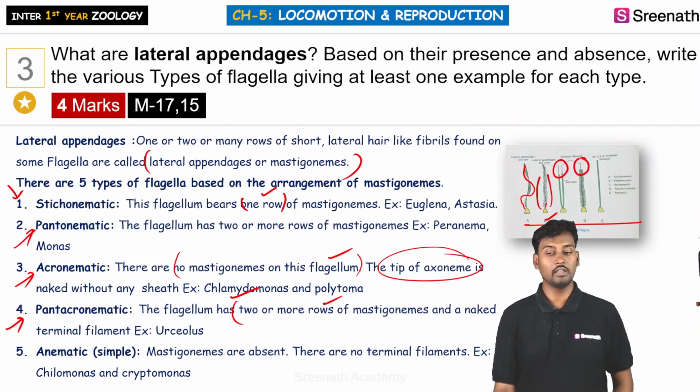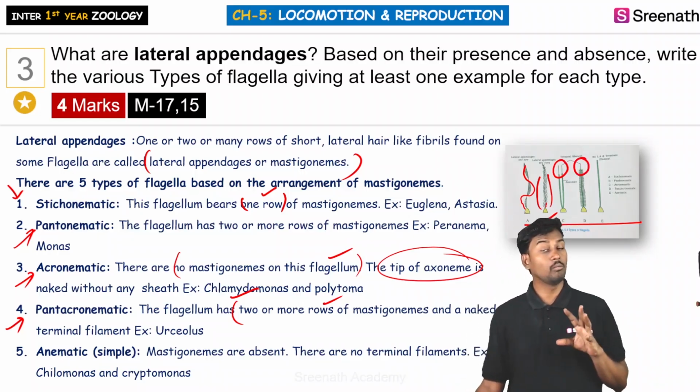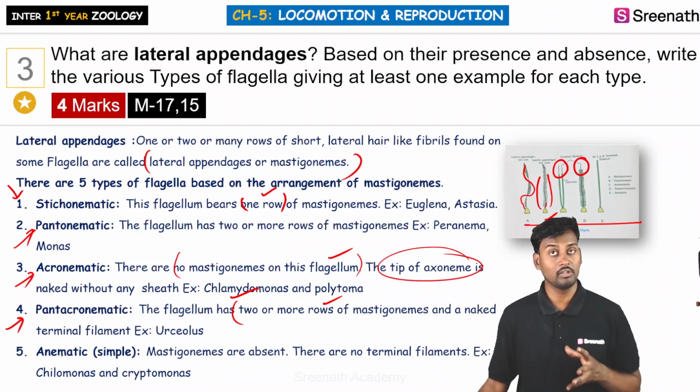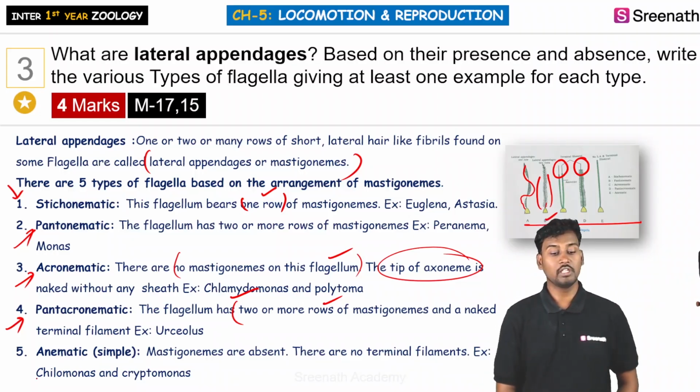Here, in the next one, there are generally 2 or more than 2 rows of mastigonemes, the lateral appendages, present, but there is a naked terminal filament. That is the pantacronematic kind of arrangement. And next is anematic.